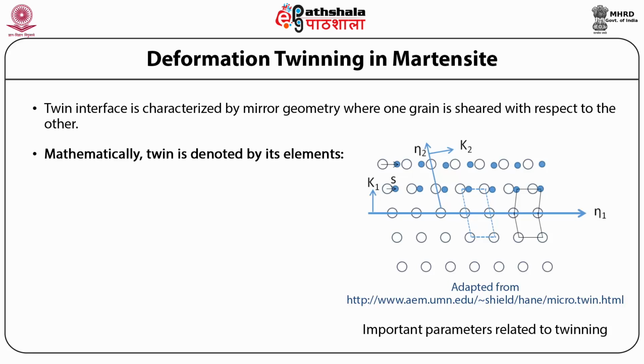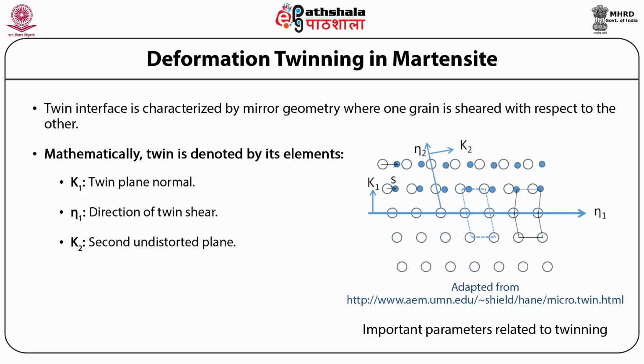Mathematically, a twin is denoted by its elements, and these elements are K1, which is the twin plane normal, eta1, which corresponds to the direction of twin shear, K2, the second undistorted plane, eta2, which corresponds to an undistorted vector in the plane K2, and S, which corresponds to the magnitude of twin shear.